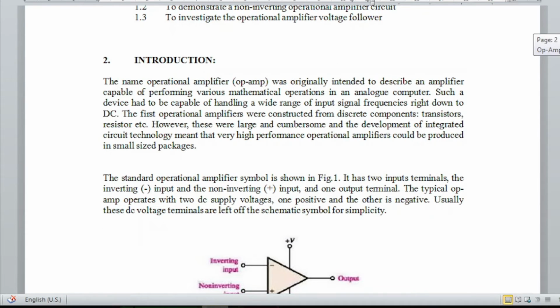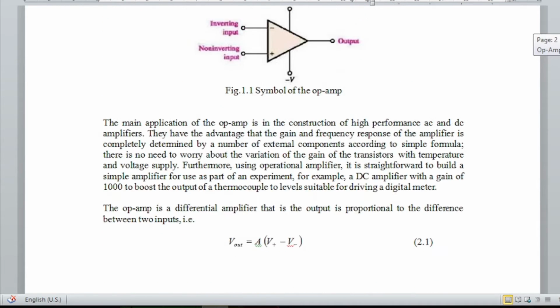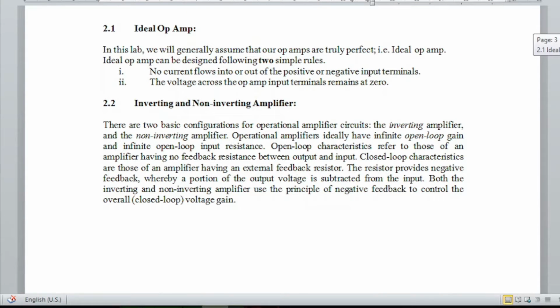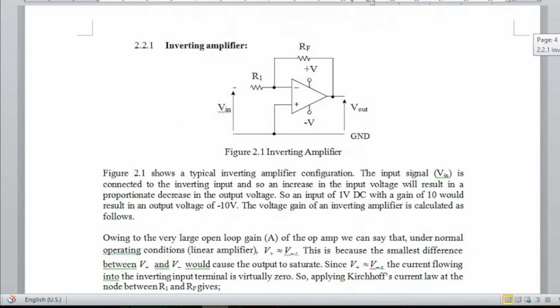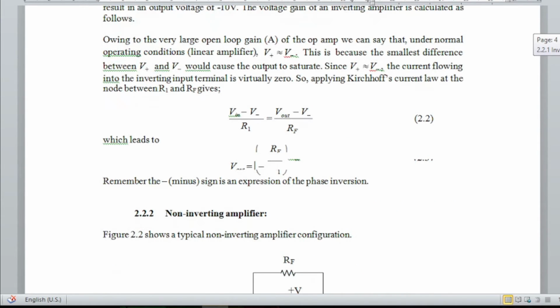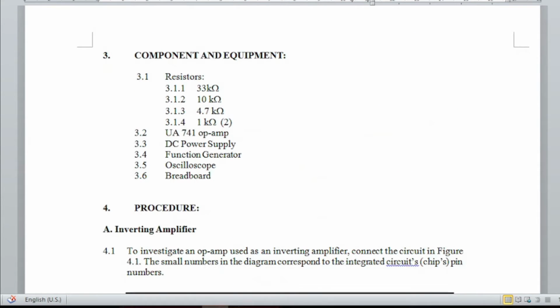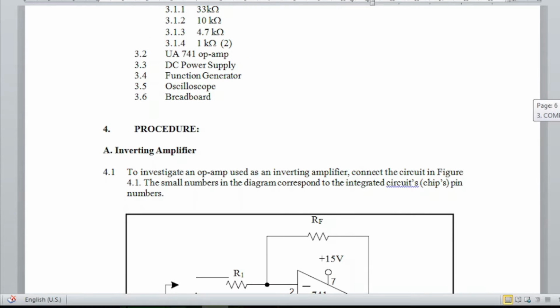As you can see, this is the introduction for the op-amp. You can see the formula and all the stuff. This is the info about the ideal op-amp amplifier and also the inverting and non-inverting amplifier. These are the components that we used for the result: 33 kilo ohm, 10 kilo ohm, 4.7 kilo ohm and 1 kilo ohm resistors.